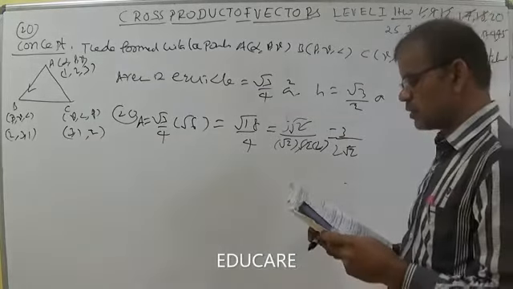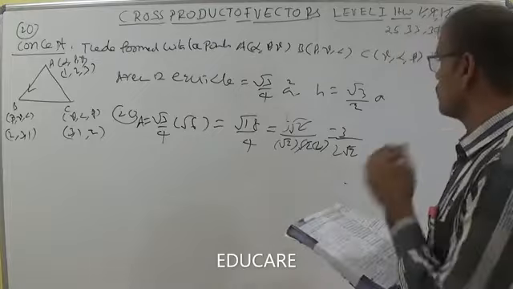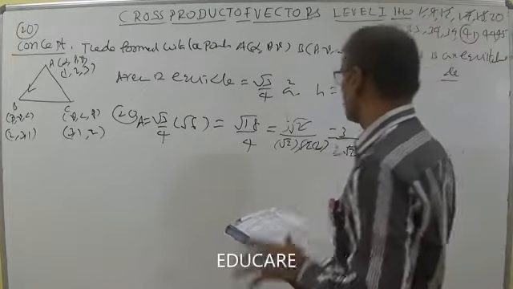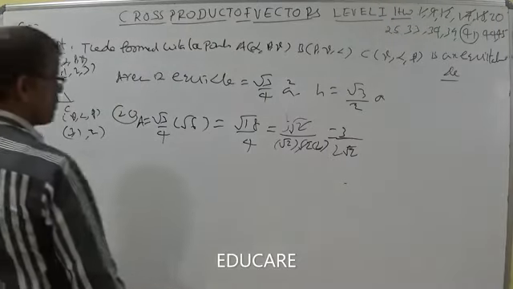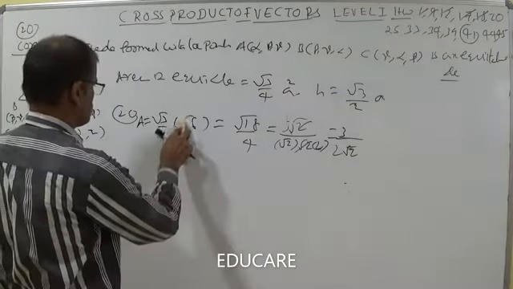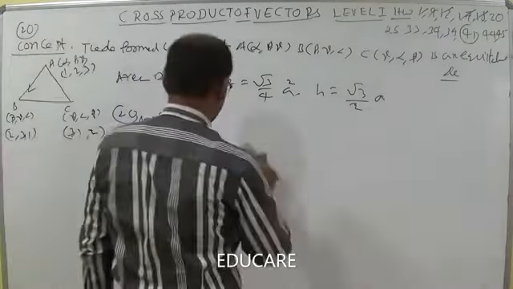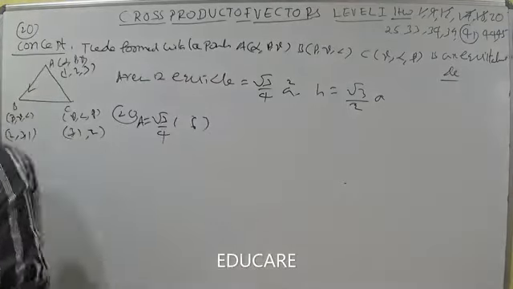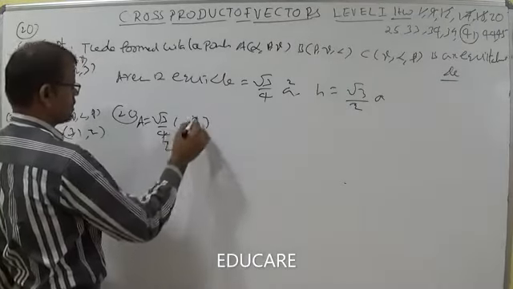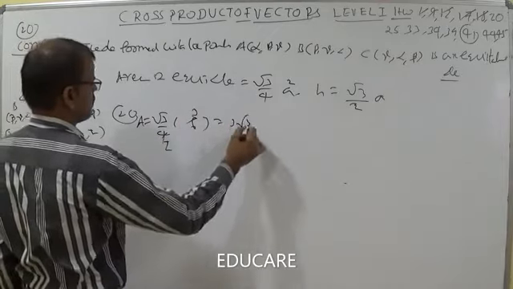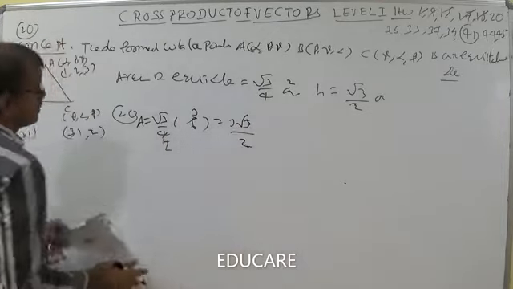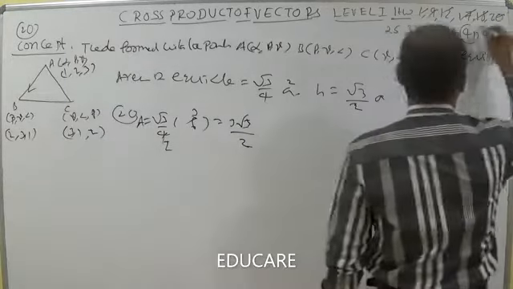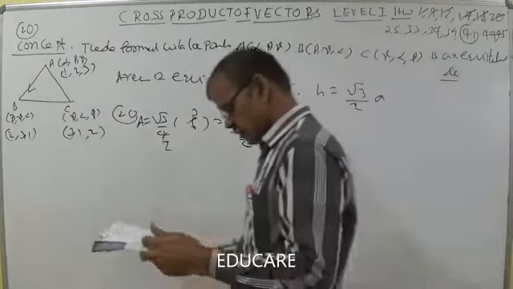With points 1, 2, 3, 2, 3, 1, 3, 1, 2, the area is root 3 by 4 a square. The value of A square is 6, not root 6. So the 2 gets cancelled and the 3 gets cancelled, and simply we get 3 root 3 by 2 here. Next, the 20th is completed. Let us discuss the 25th question.